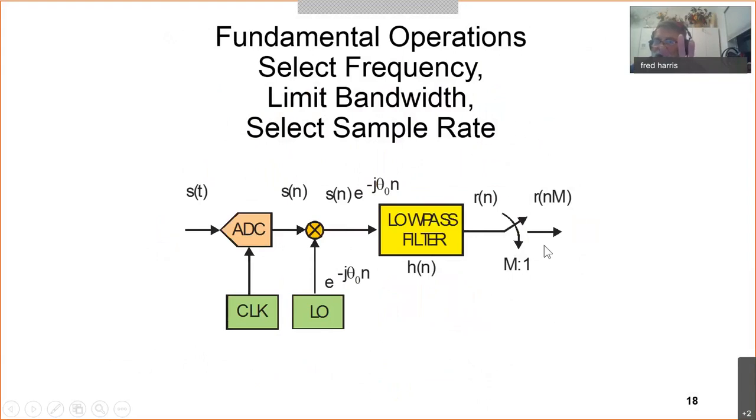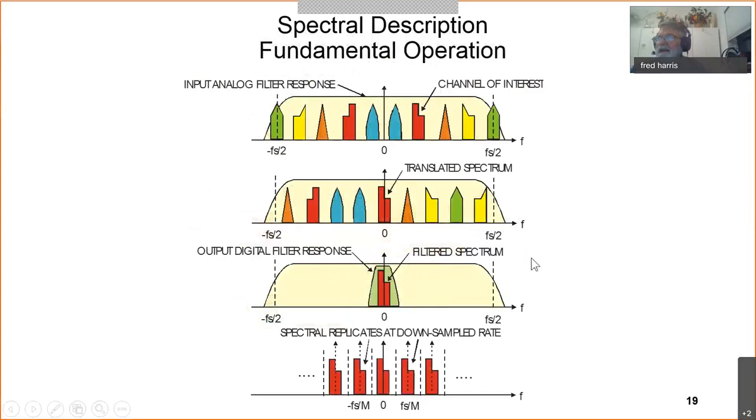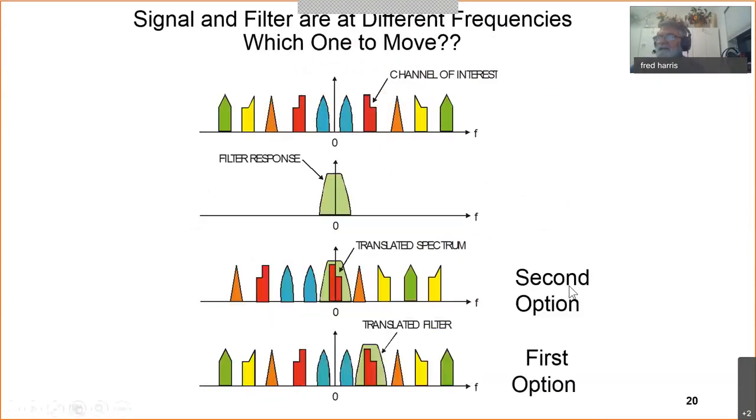Those are the three building blocks. Those three building blocks are going to be in everything we do. Choose the center frequency, move the spectrum of interest to where the filter is, do the filtering. Once you reduce the bandwidth, reduce the sample rate. Now, this is the picture we just drew. Signal of interest, a filter, what do we do? We move the signal of interest to where the filter is. We do the signal processing, reduce the bandwidth, reduce the sample rate. Duck soup.